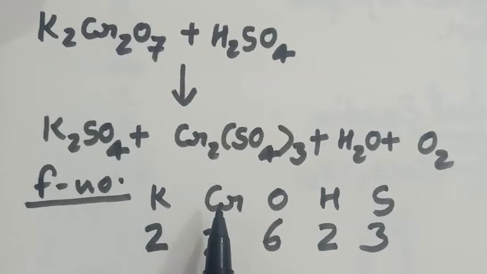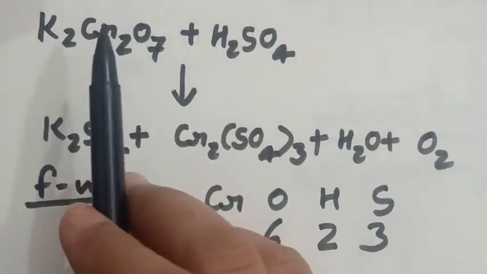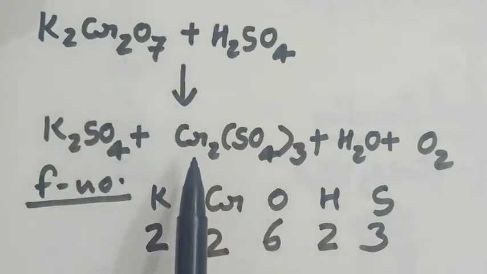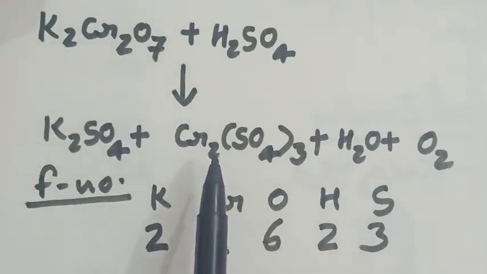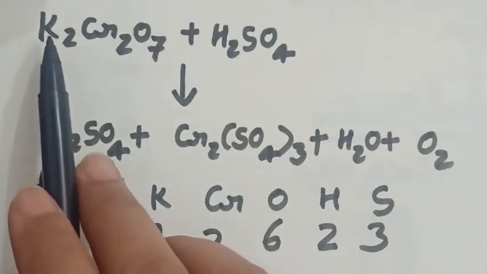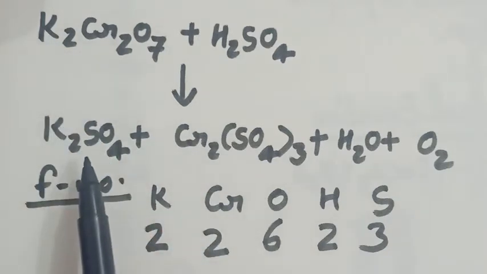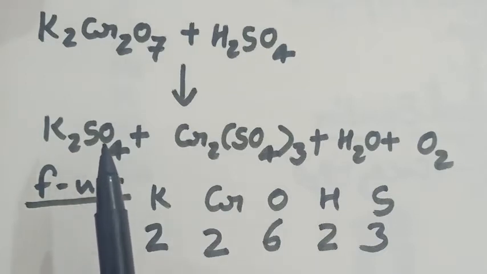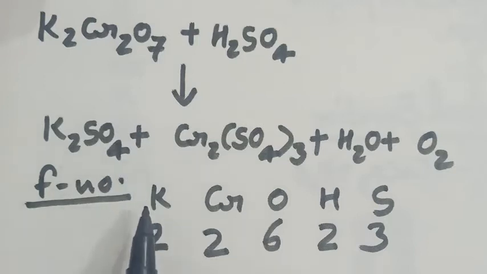Here potassium and chromium both are metals, but as chromium has the higher atomic number, that is why we have to balance it first. On this side, how many atoms of chromium are there? 2. And this side the number of chromium is also 2, so it is already balanced. Now move to potassium. On this side potassium 2, this side potassium 2. It is already balanced, so it needs no balancing. Which one? Potassium and chromium.